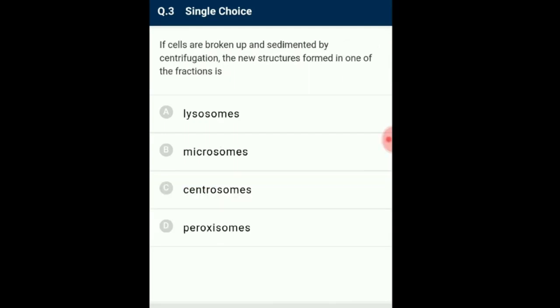Question number 3. If cells are broken up and sedimented by centrifugation, the new structures formed in one of the fractions are. When cells are broken up under laboratory conditions, the endoplasmic reticulum breaks up to form microsomes. These are smaller bodies that are absent in healthy living cells, and these structures are important for many experimental purposes. Being similar to endoplasmic reticulum, these structures are used to perform protein synthesis on a membrane, and this helps to understand the actual process that occurs in the cell, as these microsomes mimic the activity of the endoplasmic reticulum in a test tube. So the answer is option B, microsomes.